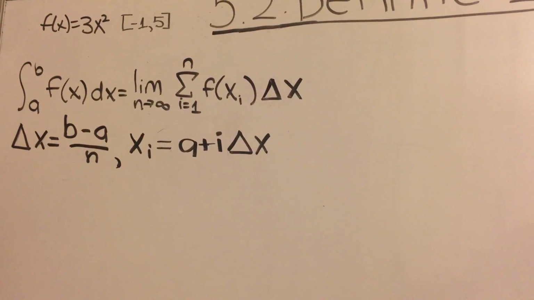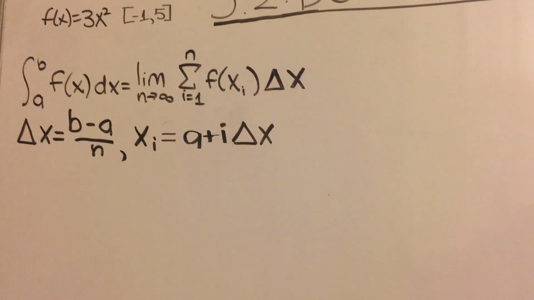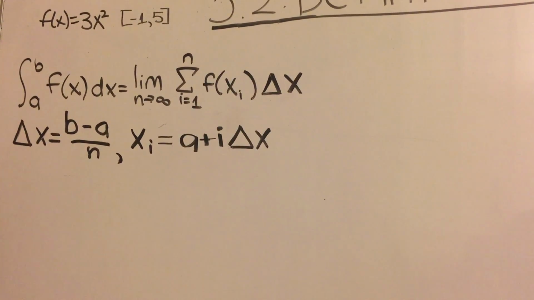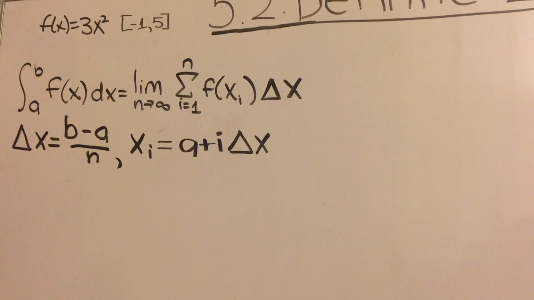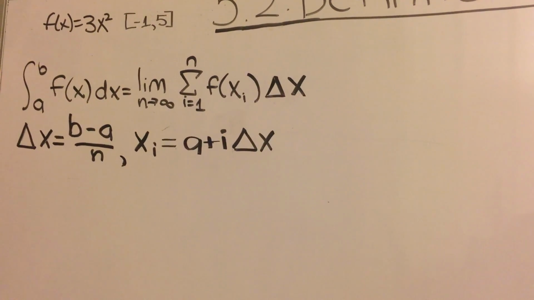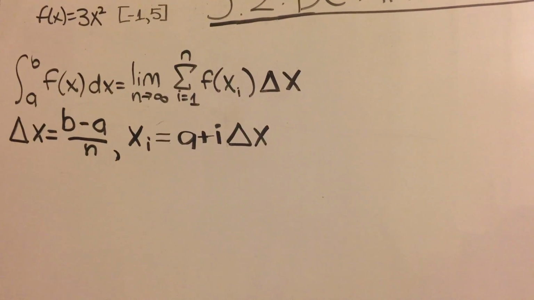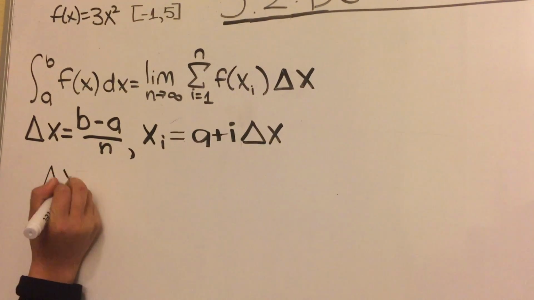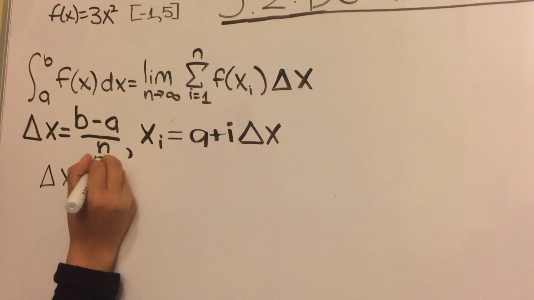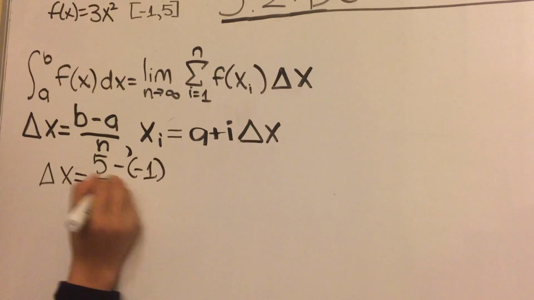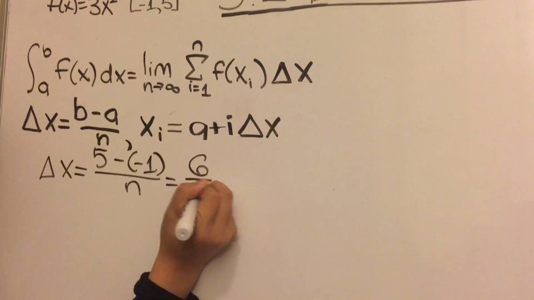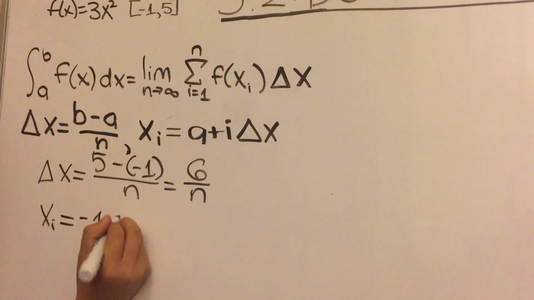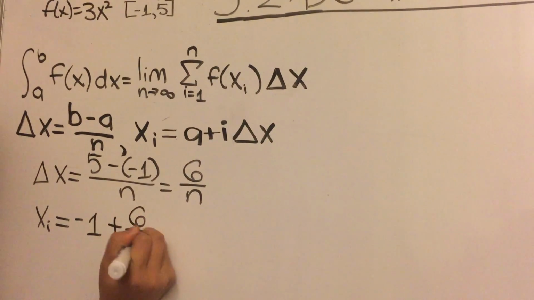Instead of finding an approximation, we'll be finding the actual area by writing the definite integral as the limit as n approaches infinity of the sum of f of xi times delta x between i equals 1 and n. So delta x would equal b minus a over n, and xi would equal a plus i times delta x. And delta x for this problem would equal b, which is 5, minus a, -1, all over n, which would equal 6 over n. And x of i would equal a, which is -1, plus i times delta x, which is 6 over n i.